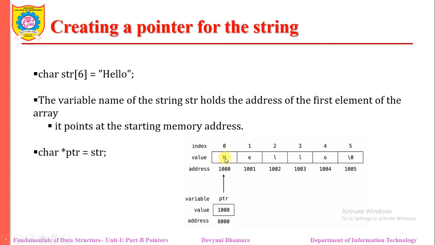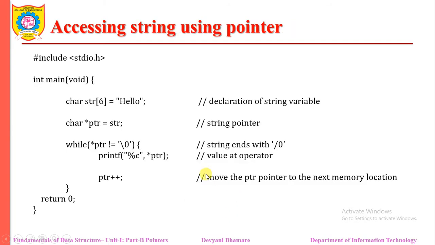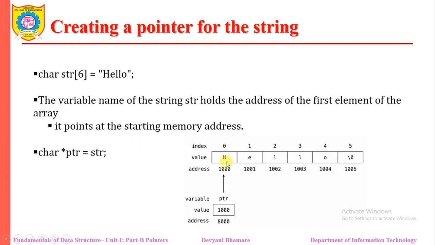Now if we want to display the elements of the string, that means the characters of our string, then we can use pointers. We know that if we use the asterisk operator before the pointer, that indicates the value at ptr. With the same concept we can display the string with the help of a pointer. Initially the pointer points to the address 1000. What is the value at 1000? The value at 1000 is h.